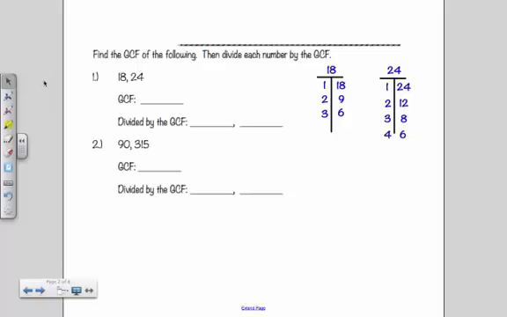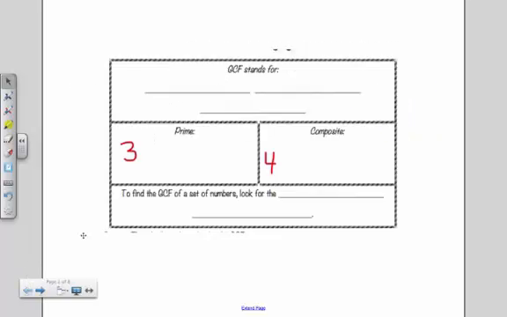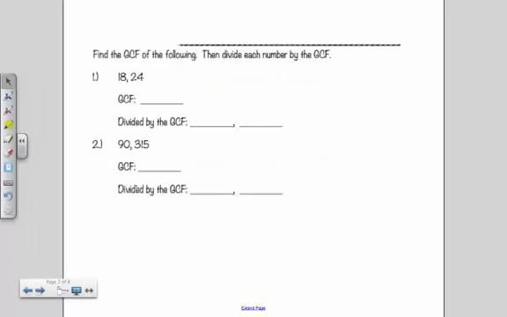So then, because GCF, we said, stands for the greatest common factor, we're going to look for the biggest factor that's in common with all of these guys right here. So the biggest factor, if you can tell from our list, is going to be 6. So 6 is going to be my GCF.